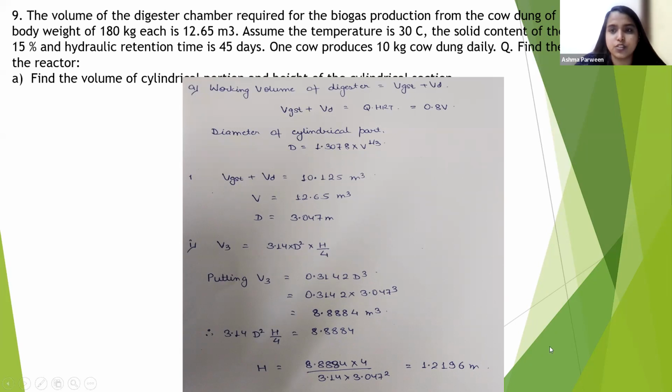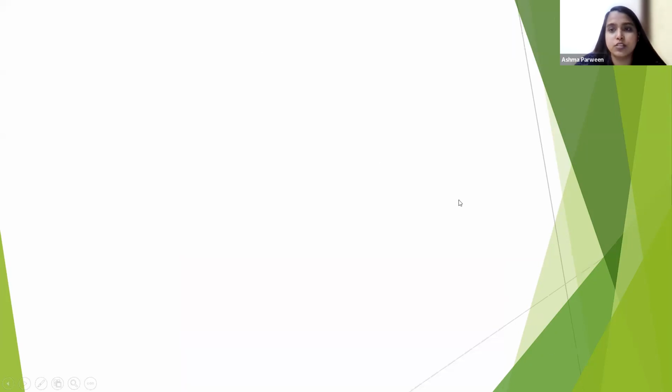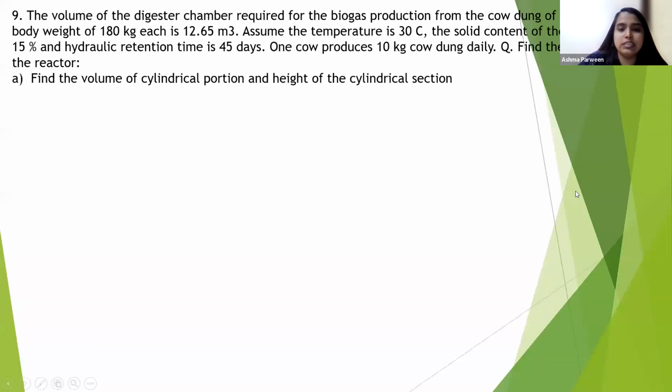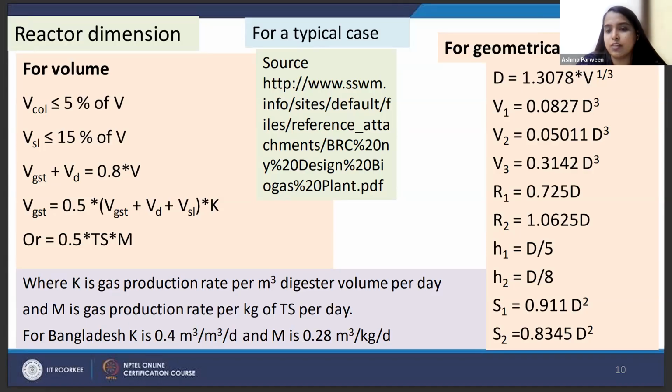So we'll move to the next part of this question. Now we have to find the dimensions H1, H2, R1, R2, V1, and V2. And I have already given you the slide for the formulas. So we will use these formulas now for R1, R2. I'm sharing this slide because we know the dia D is 3.047 and we have to find R1, R2, H1, H2.